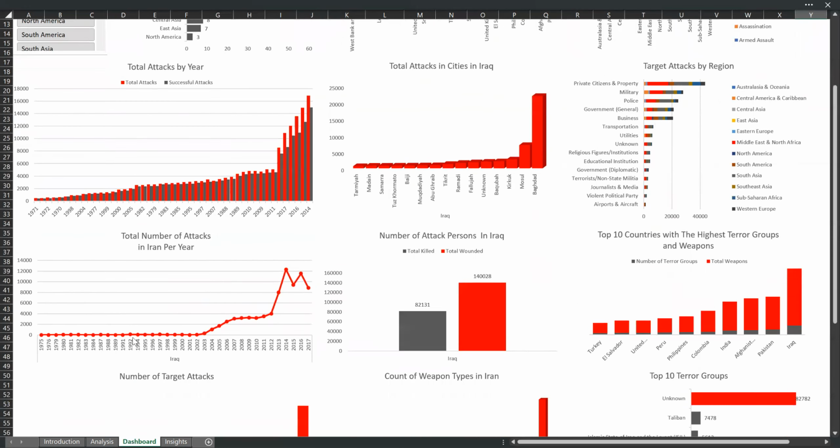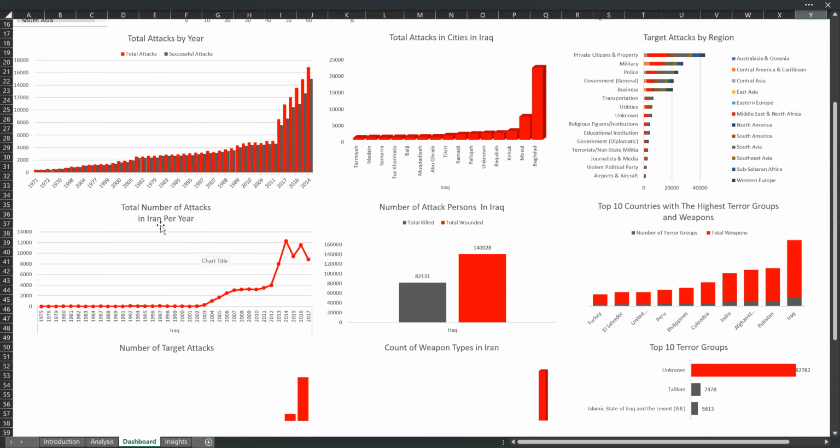The next chart talks about the total number of attacks in Iran per year. So it is also observed, just like above, that in year 2014, the highest form of attack occurred. From year 1975, there weren't so many attacks until 2004. We can see the rise in attacks from 2004 all the way to 2010. There was a little drop, then it began to rise again.